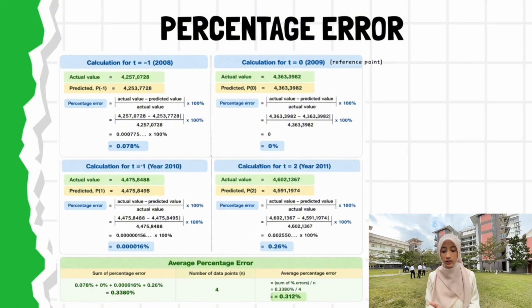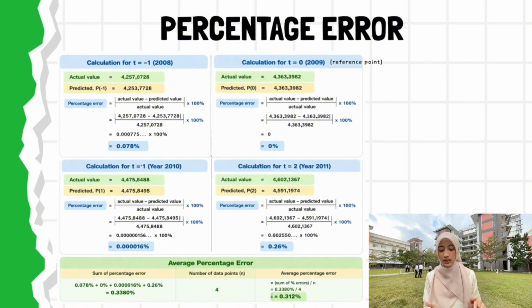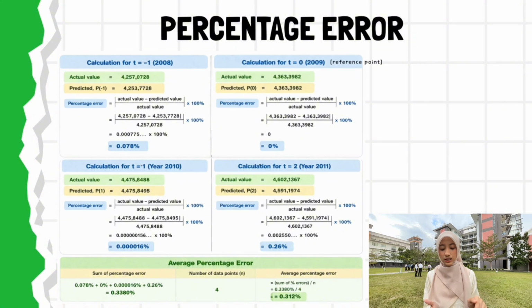For 2010, t equals to 1, the error is extremely low at 0.00016%. For 2011, t equals to 2, the error increases slightly to 0.26%. So overall, the average percentage error is about 0.312%, which indicates that the model is accurate and reliable.